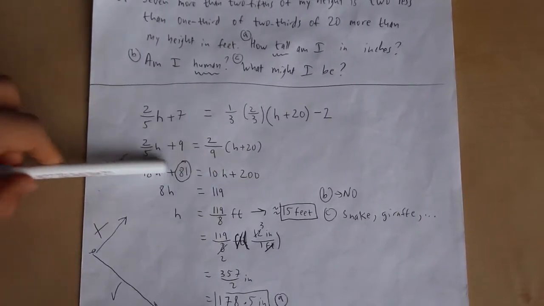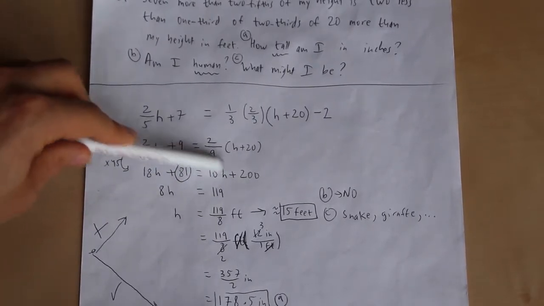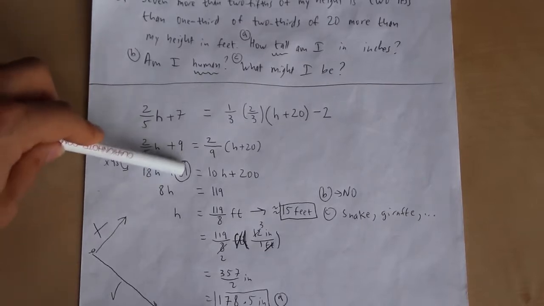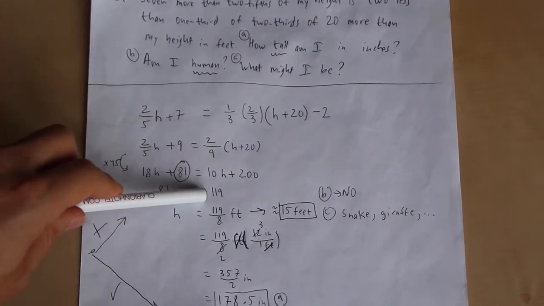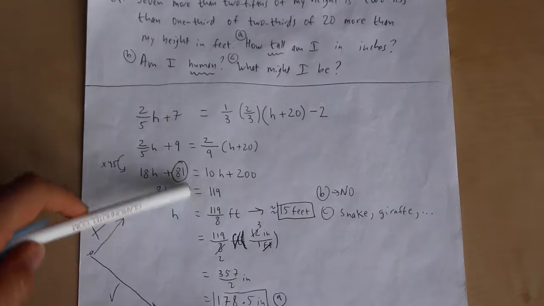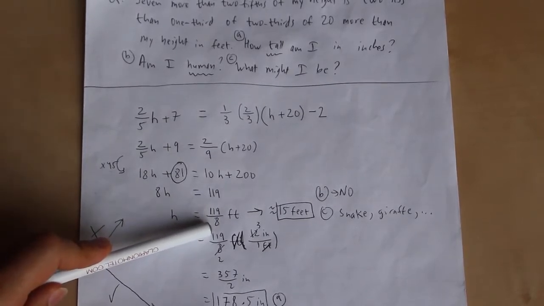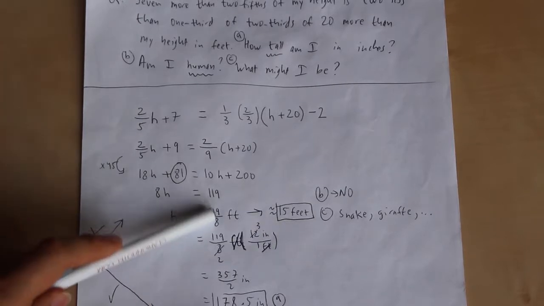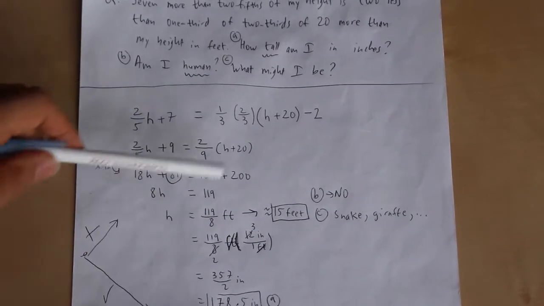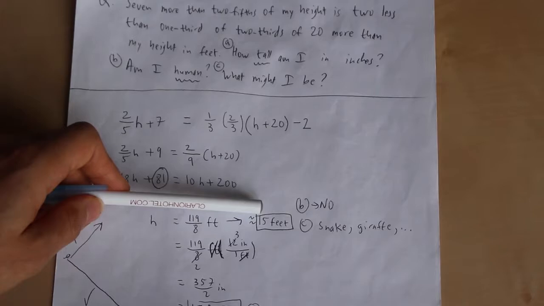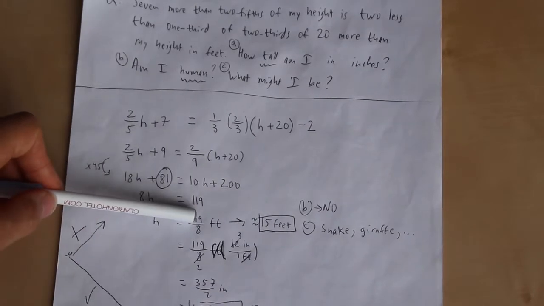So now that we have this incorrect equation, let's solve this. I'm going to move the 10h over to get 8h. I'm going to move the 81 over to get 119. Now divide both by 8, so h is 119 over 8 feet, which is approximately 15 feet because this is almost 120 over 8. So we'll leave that for a second. Now let's convert this to inches.